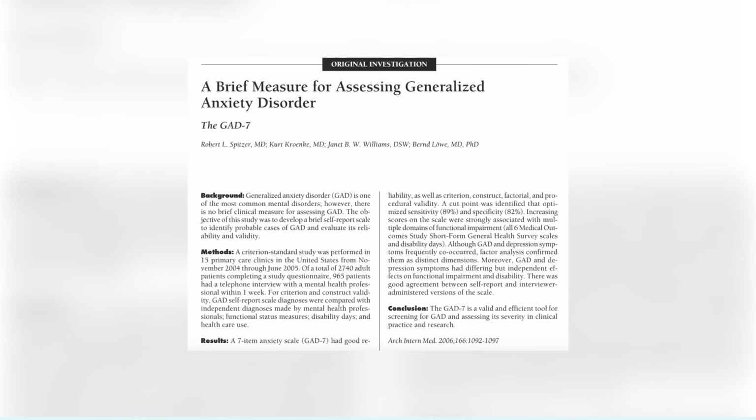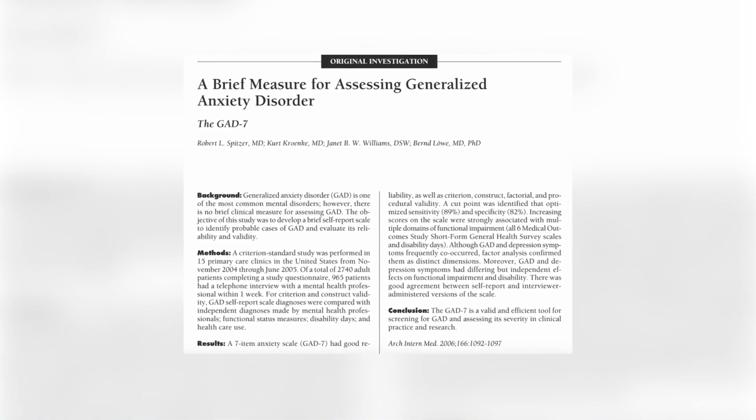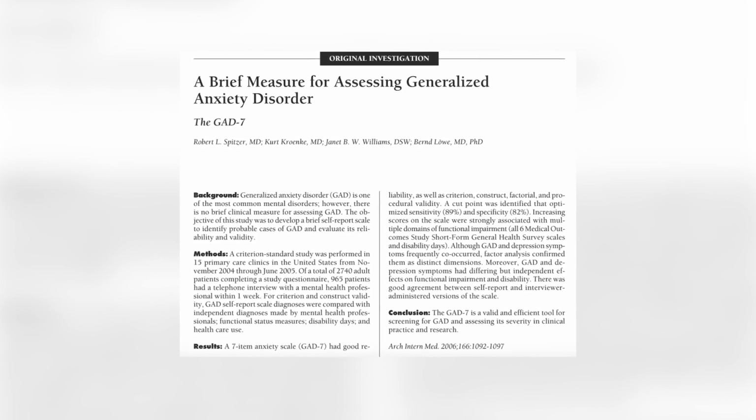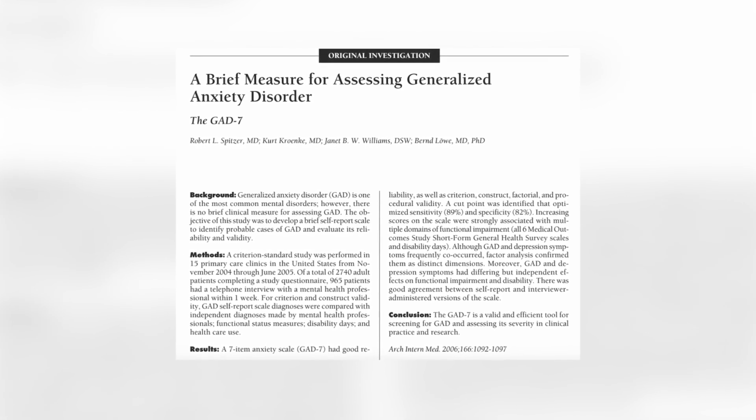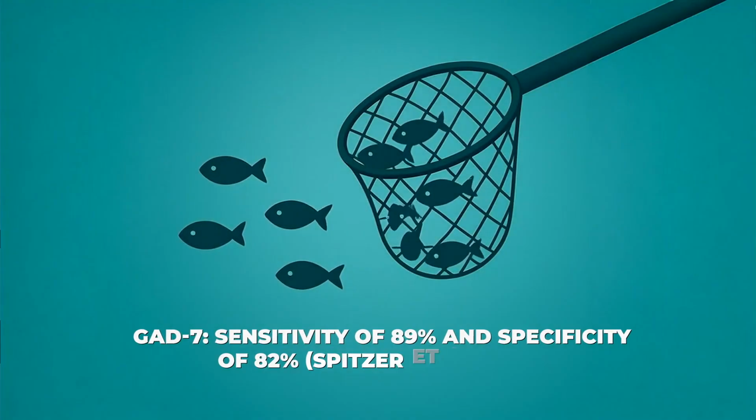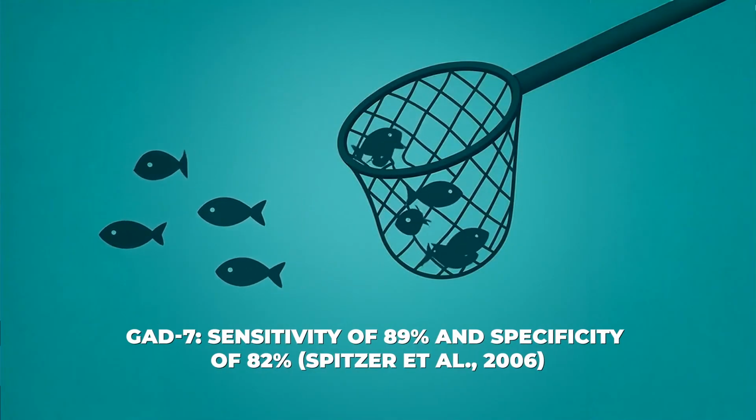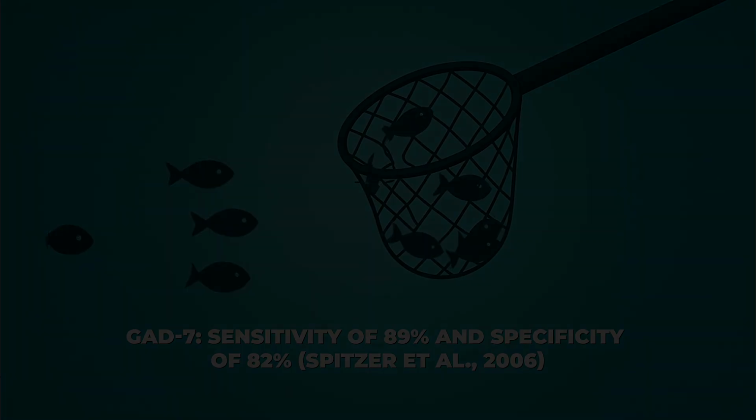You might be wondering why the GAD-7 has become such a trusted tool in clinical practice. It was developed in 2006 by Spitzer and colleagues through rigorous research and is estimated to have been used in thousands of studies since then. Think of it like a really effective net. It catches most of the people who truly have generalized anxiety disorder while also doing a good job of ruling out those who don't. It's that balance of high sensitivity and strong specificity that makes it so reliable.